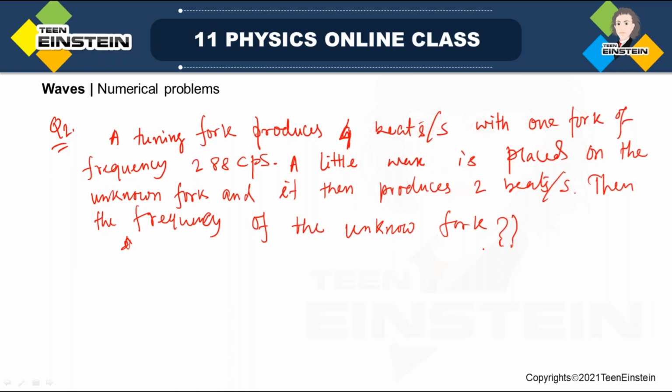So here there are two tuning forks. One is known and another one is unknown. You have to find out what is the natural frequency of the unknown fork. See, we know that the beats will be produced. If n1 is one frequency and n2 is the other, then this will give you the beat frequency, isn't it? If you take the difference, this will give you beat frequency. Okay, so when we take the difference, then we get the beat frequency.